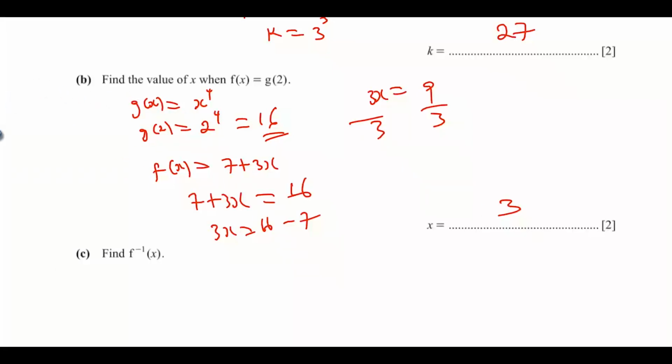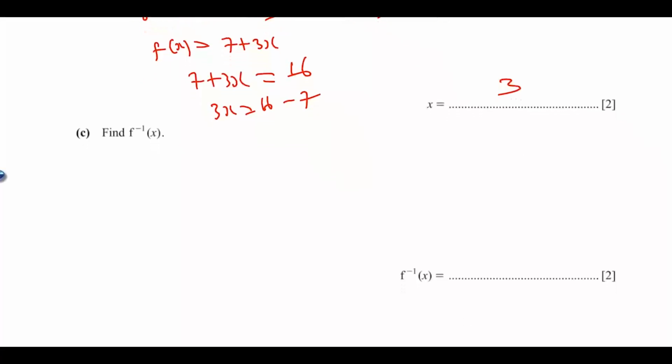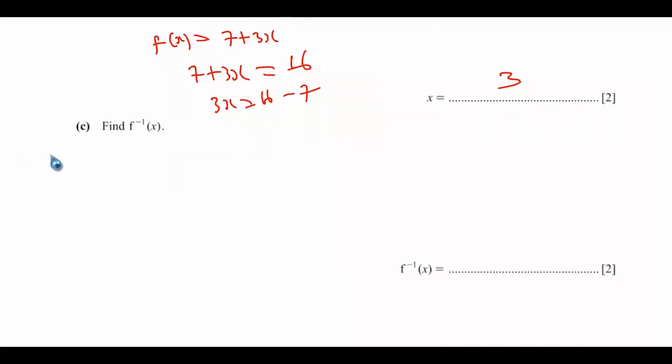So let's go to the next question. That is part C. Find the inverse of f of x. We already know that f of x is equal to 7 plus 3x. As usual, let's set f of x equal to y. That leaves us with y equals 7 plus 3x.